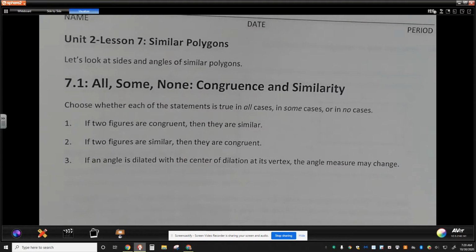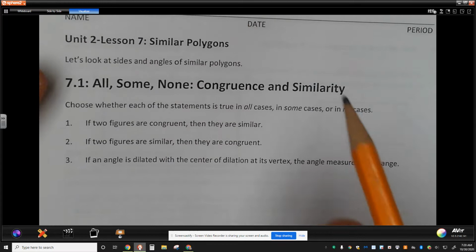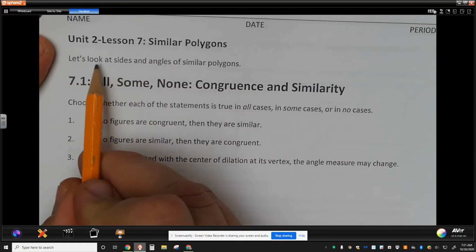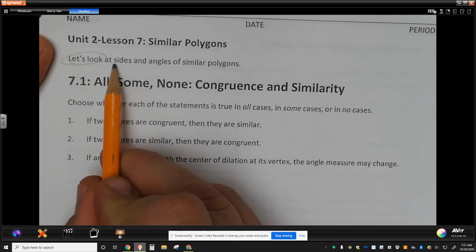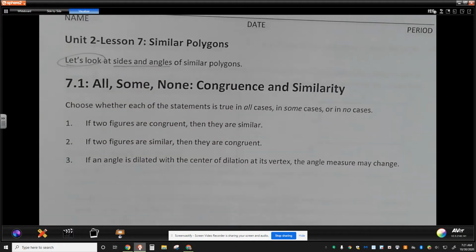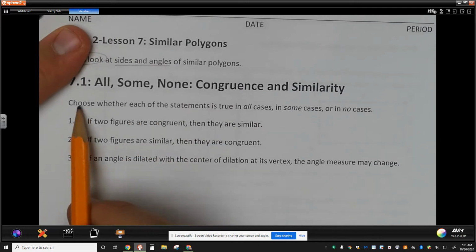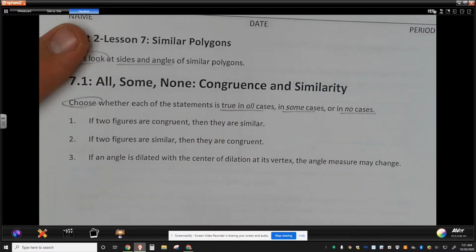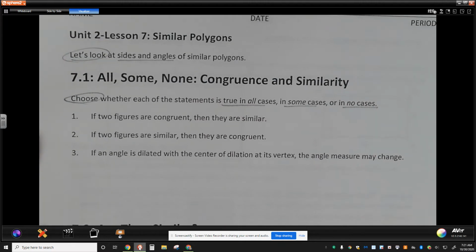We are in Unit 2, Lesson 7, taking a deeper look at similarity. Specifically today, we're talking about similar polygons, and what we're going to really look at is the sides and the angles of similar polygons to determine are these polygons similar or not. To start out, we have three questions here. We're going to choose whether each statement is true in all cases, some cases, or no cases. Go ahead and take a minute to answer those questions.